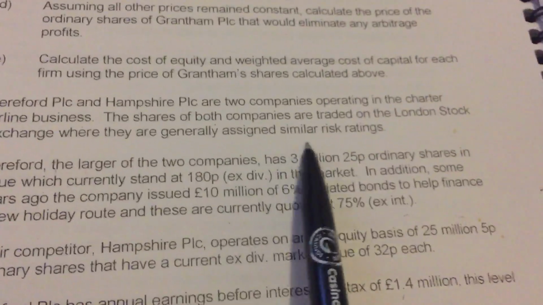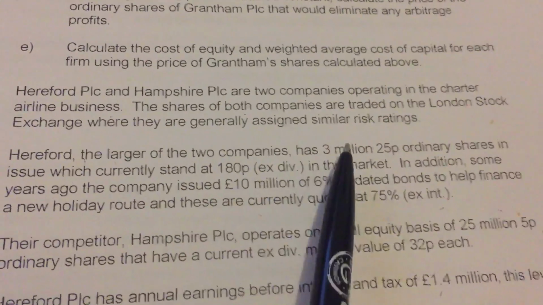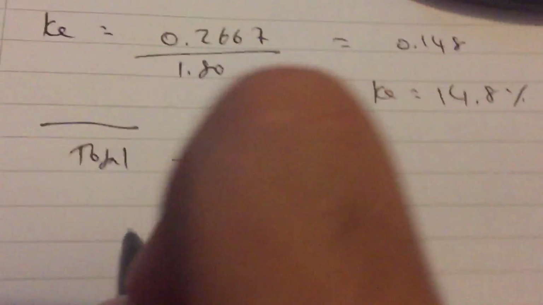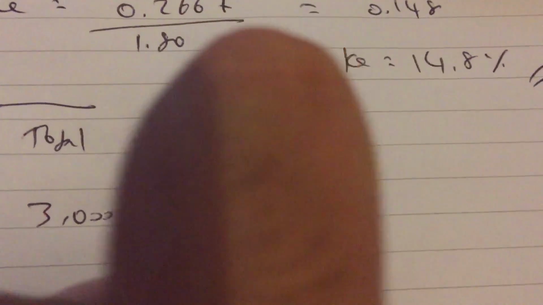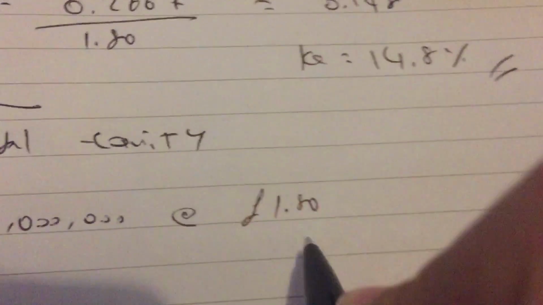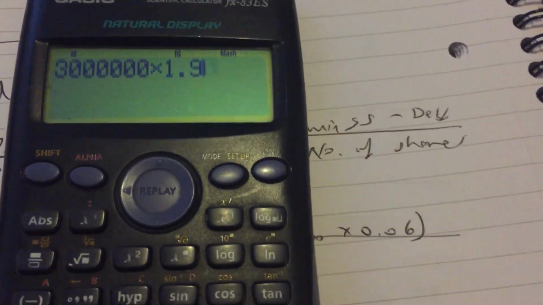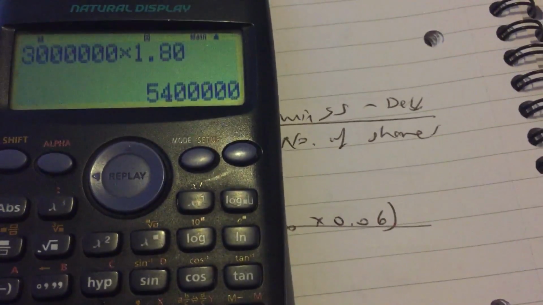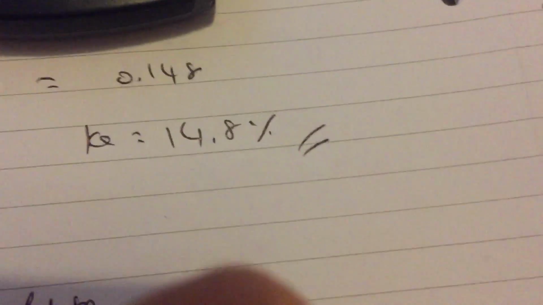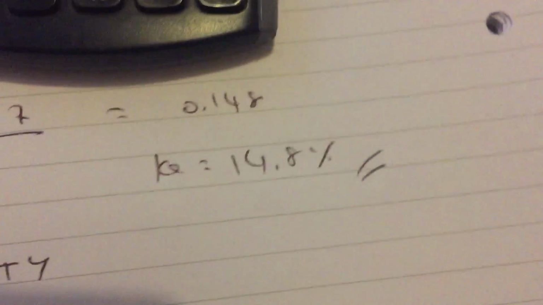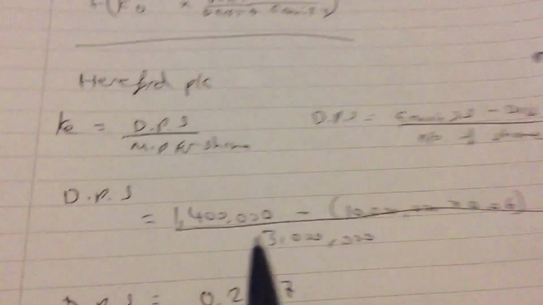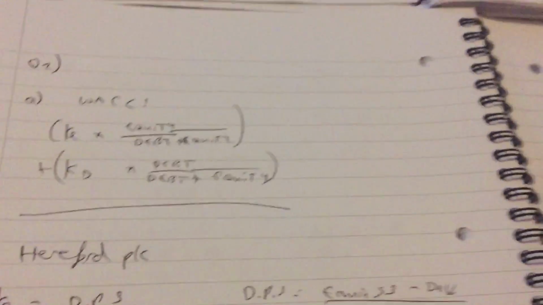Now we want to work out our total equity. They've said Hereford PLC has 3 million ordinary shares at £1.80. So total equity is 3 million times £1.80, which equals 5,400,000. That's our total equity. So we've got our cost of equity and our total equity. We want to work out our cost of debt and our total debt.